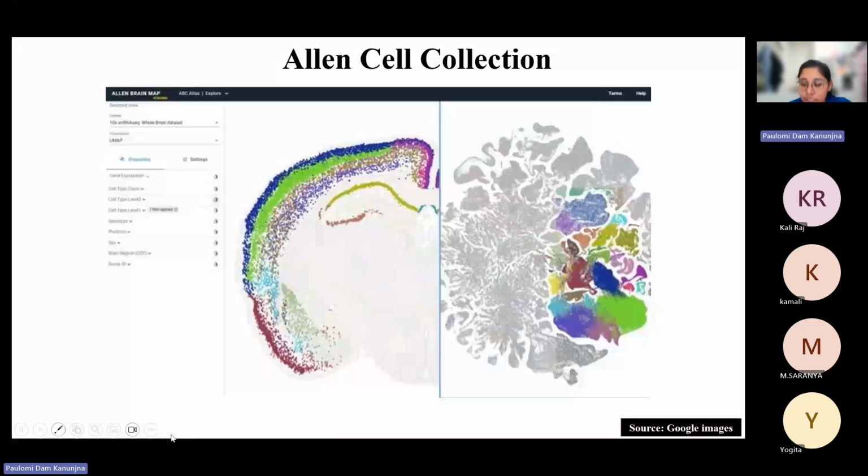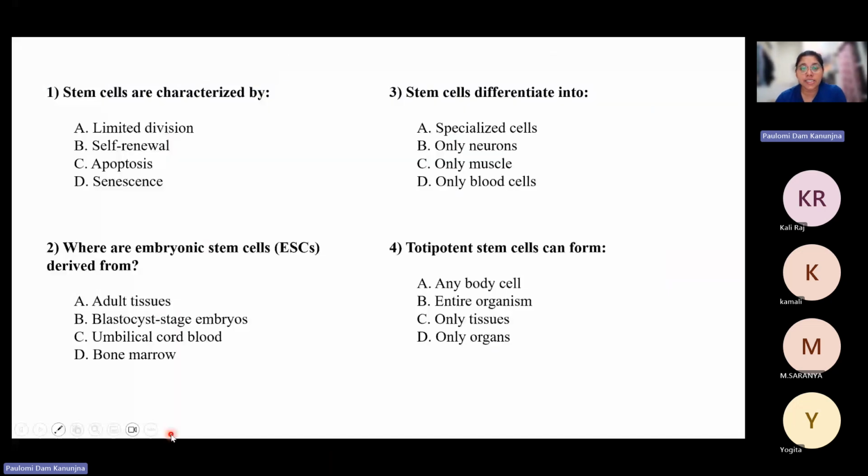Okay, so that brings to an end this part, the second lecture of the week. Let's do some questions so that we get an idea about the topics more. The first thing is: stem cells are characterized by which of these factors? What are embryonic stem cells derived from? Where are they derived from? If you have a stem cell, what can they form? And totipotent stem cells can form which kind of differentiated cells?